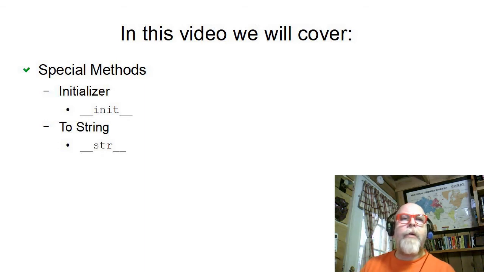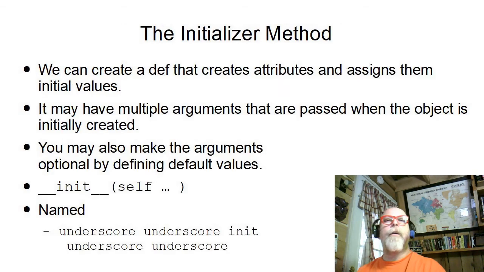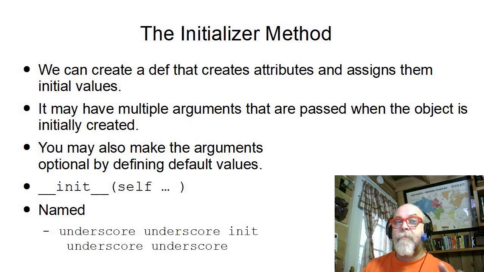In this video, I'm going to cover the two special methods that can be added to classes in Python. One is the initializer and one is the toString method. The initializer method does exactly what its name alludes to. It will be called automatically when an object is created. It will automatically initialize attributes to values or set up certain things that need to be set up within an object when the object is created.